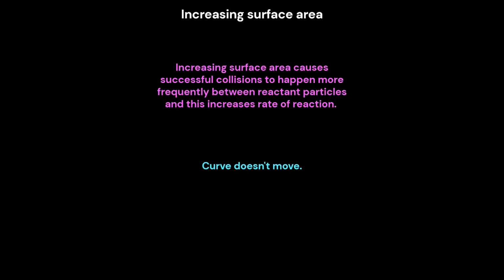Increasing surface area. Increasing surface area causes successful collisions to happen more frequently between reactant particles, and this increases the rate of reaction. The curve doesn't move.